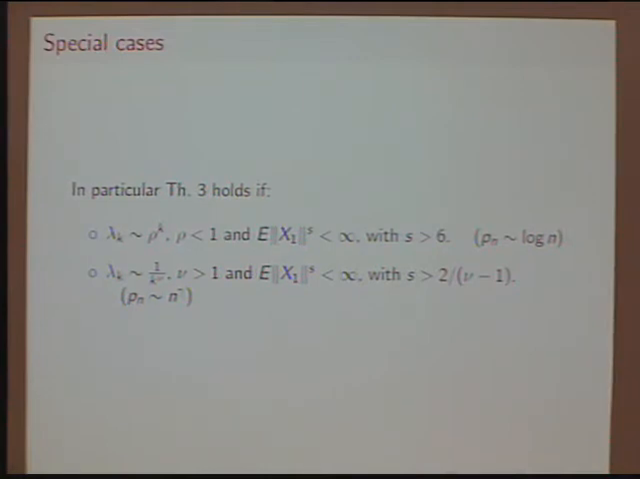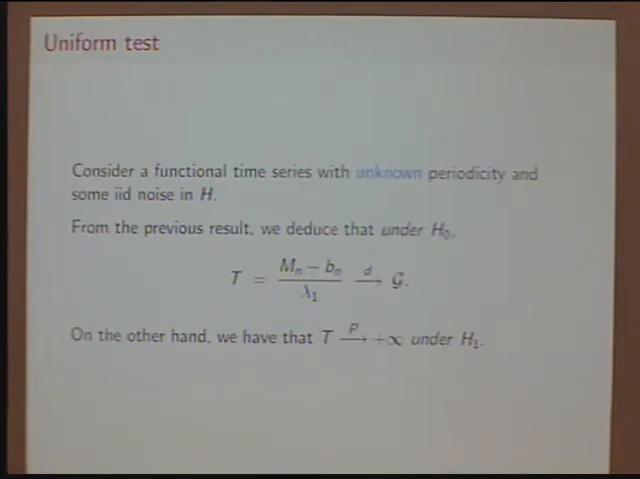So the number of moments gets higher the closer you are here with nu to 1; you need higher moments somehow. Okay, my time is almost up, so I will just conclude here. Consider a functional time series with unknown periodicity and some IID noise in H.